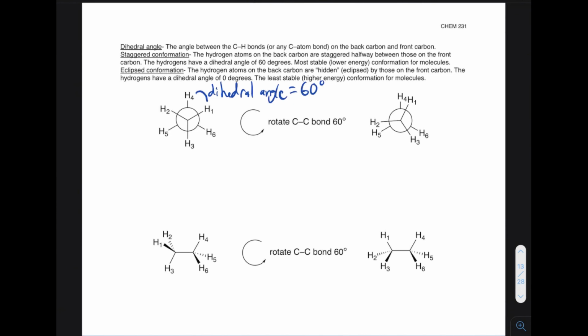Remember earlier we were talking about conformations, and conformations differ when you rotate the carbon-carbon bond. The 2 types of conformations we're going to look at here are, first, staggered, when the hydrogens on the back carbon are staggered halfway between those in the front, so the hydrogens have a dihedral angle of 60 degrees, just like here. This is typically the most stable conformation for molecules, and we'll get into that in a second. So this is a staggered conformation. The dihedral angle between those carbon-hydrogen bonds is 60 degrees.